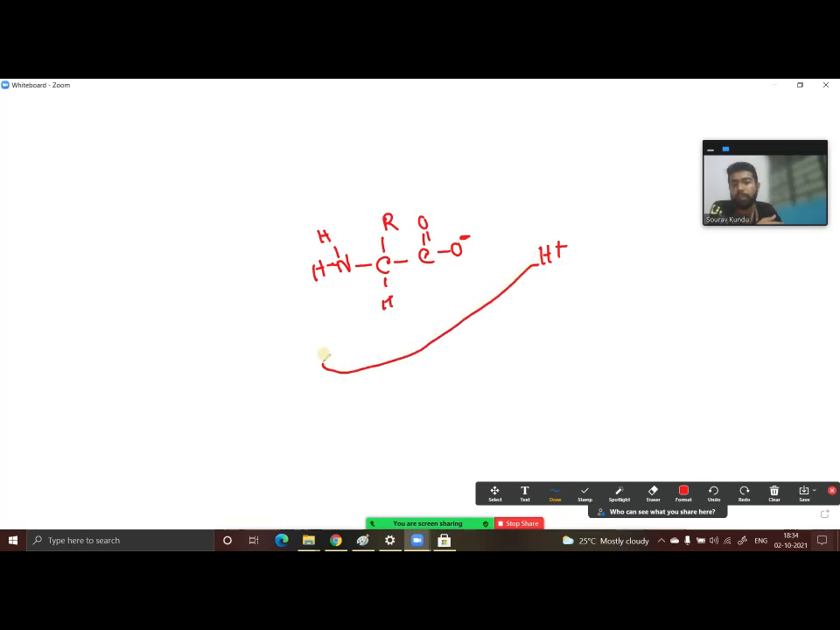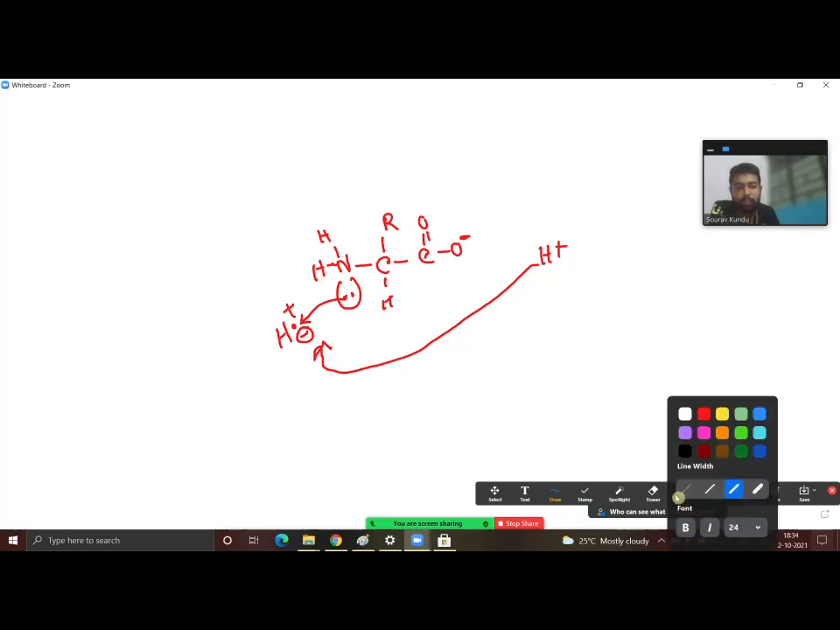So it will have this O negative, and whenever H plus comes near to this nitrogen, suppose here H plus, nitrogen donates one of its electrons to hydrogen, and this will also carry one negative charge.